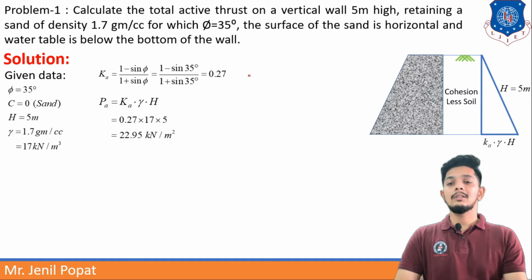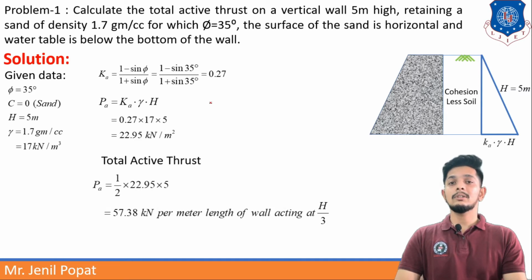Now, pressure is in kilonewton per meter square because gamma was kilonewton per meter cube and H was in meter. So, Pa will be kilonewton per meter square. Do remember the units. So now I got the active earth pressure, but I have to find the total active thrust, which is the active earth pressure force.